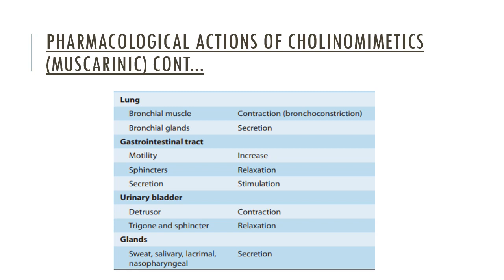Effects on the urinary bladder are usually like those of the GIT: the detrusor muscle will contract, the trigone and sphincter will relax, and there will be voiding of water. Glands overall are stimulated. Sweat glands, salivary glands: if there is xerostomia and you want to increase salivation, pilocarpine is given. Then lacrimal glands are stimulated, so more tears will be there. In the nasopharyngeal glands, the secretion will increase.